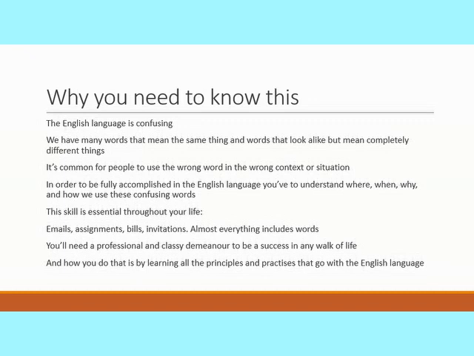Okay, why do you need to know this? The English language is confusing. We have many words that mean the same thing and words that look alike but mean completely different things. It's common for people to use the wrong word in the wrong context or situation. In order to be fully accomplished in the English language, you have to understand where, when, why, and how we use these confusing words. This is a skill that is essential throughout your life.